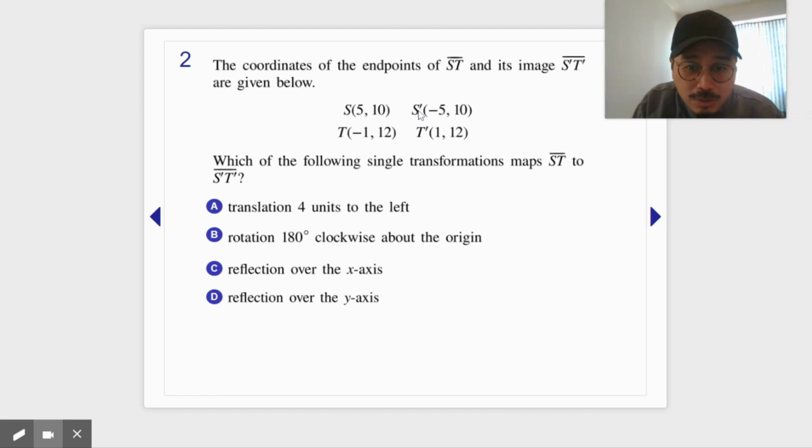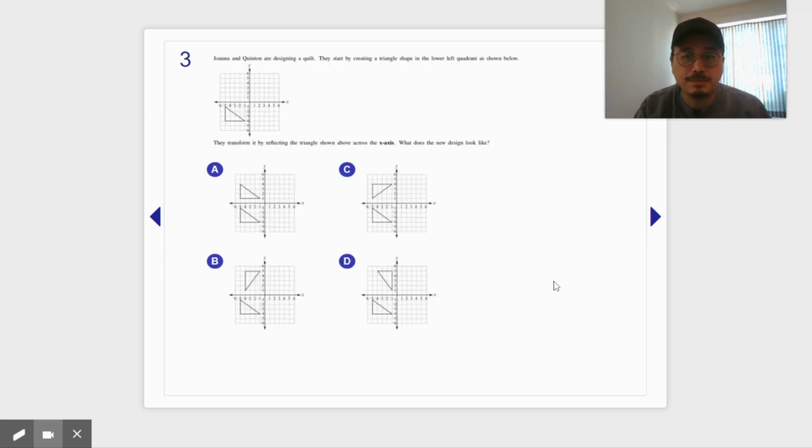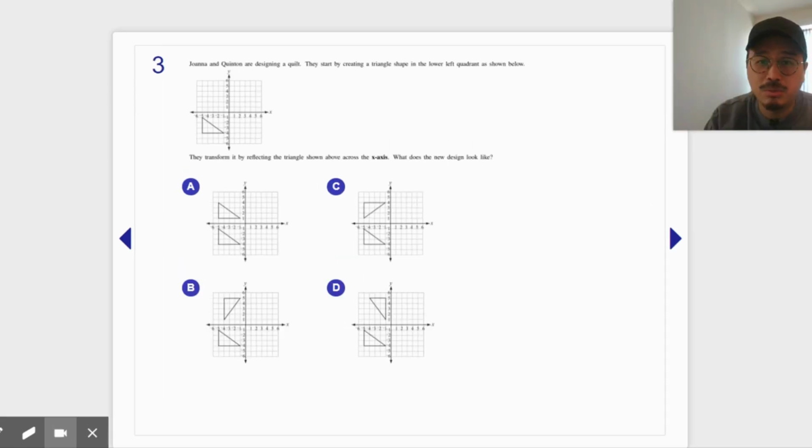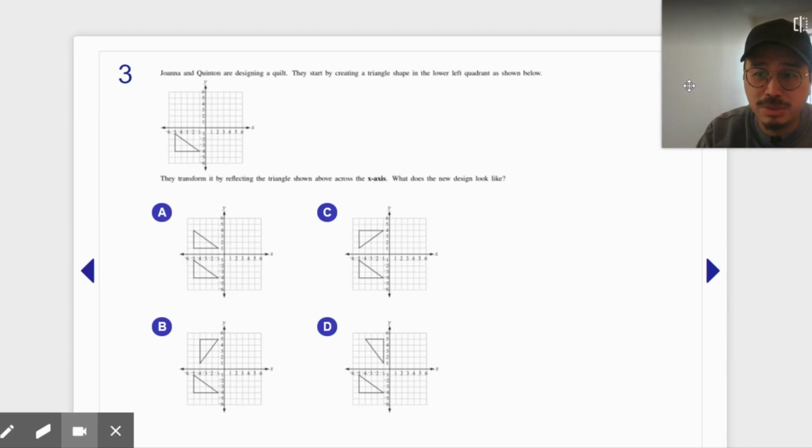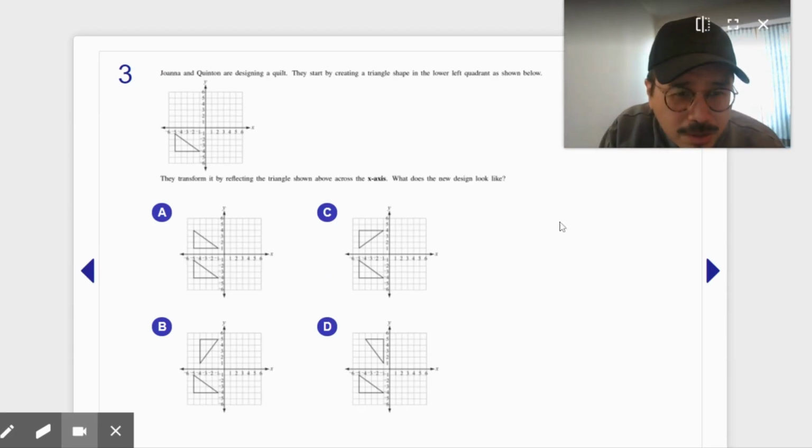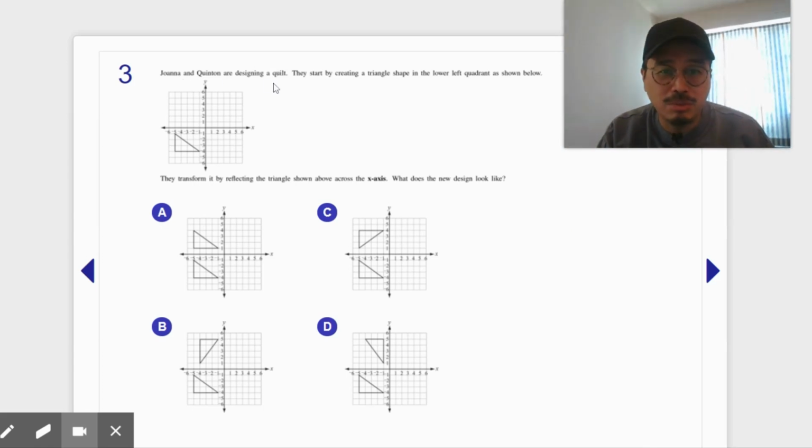Now look, from S to S prime and T to T prime, what changed? Yep, it's the first coordinate. So it went from 5 to -5, -1 to 1. So what reflection would it be? X-axis or Y-axis? When the X coordinate changes, where's the reflection? Yep, Y-axis. Okay, you know what? Not the worst thing, I mean worst meaning the font is really, really small. Technically, as long as I can read the words, I'm good here.